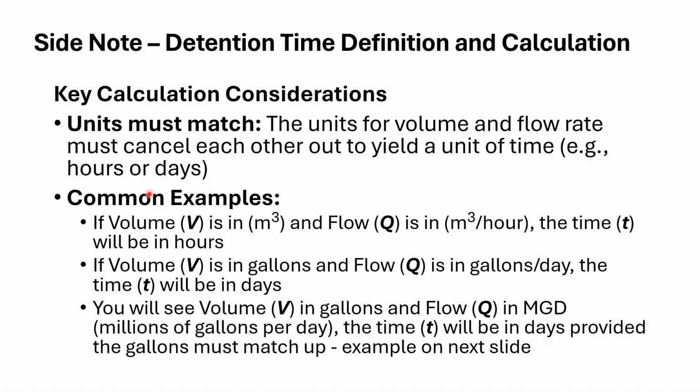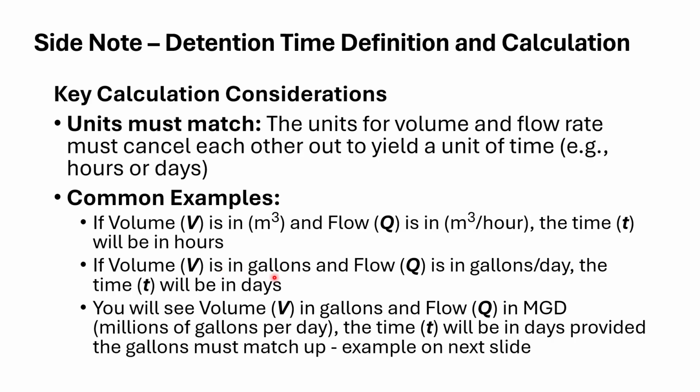So here's a few examples, and I mixed up some metric system stuff in here. So if you're not comfortable with that, don't sweat it. The only thing you're going to see in the metric system is milligrams per liter, and we'll describe how to deal with that in something called the pounds formula a little later on. Okay, but if volume's in cubic meters, then flow's got to be in cubic meters per time or cubic meters per hour. And if that's the case, volume's in cubic meters, flow's in cubic meters per hour, then the time's going to be in hours.